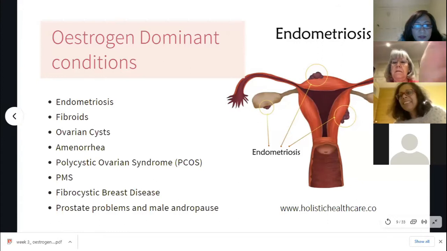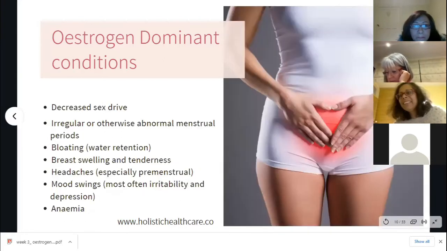So estrogen dominant conditions, we have endometriosis, fibroids, ovarian cysts. A lot of these will sound very familiar to you because you probably either have it yourself or know someone that knows someone that has it, because it's very common. Prostate problems, male andropause, fibrocystic breast disease, PMS, for example. The kind of symptoms that people might get also include bloating.